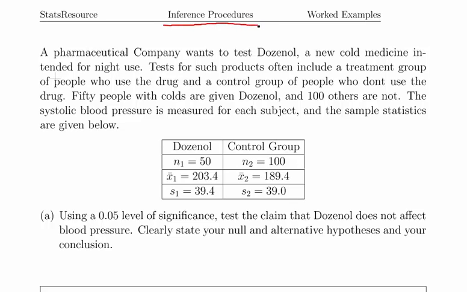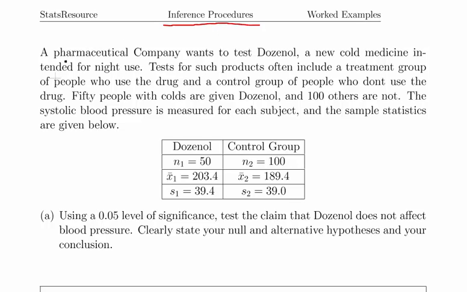In this presentation, we're going to look at inference procedures, and what we're going to look at is the difference in means between two populations. So we have two populations, and we're going to take a sample of each population, calculate the mean of both samples and compare them. And from that comparison, we're going to make some inferences about the two populations that they come from.